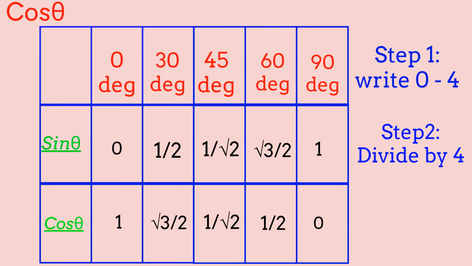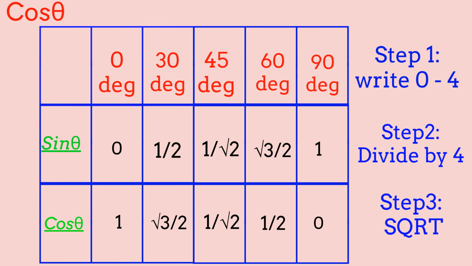And next, we're just going to be square rooting all of these values. So 0 over 4 square rooted is still 0. 1 over 4 square rooted is 1/2. 2 over 4 square rooted is 1 over square root of 2. 3 over 4 square rooted is square root 3 over 2. And 4 over 4 square rooted is 1.